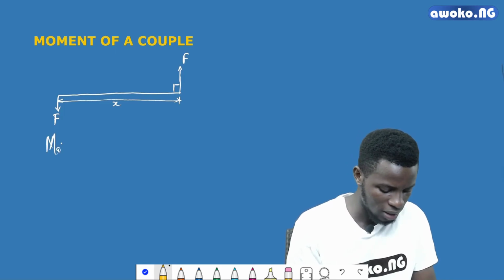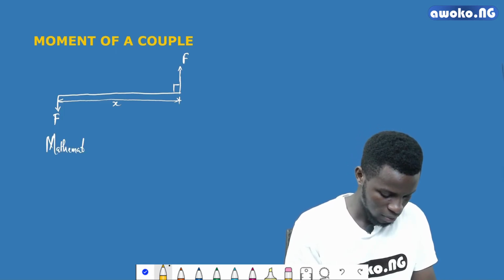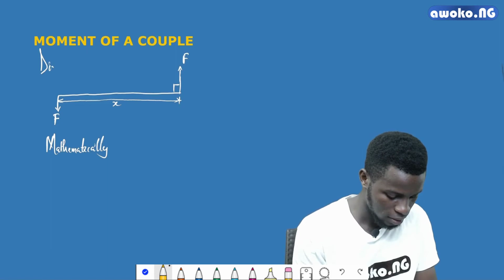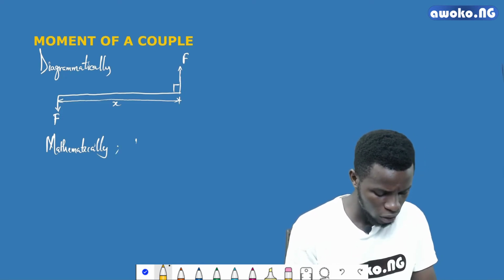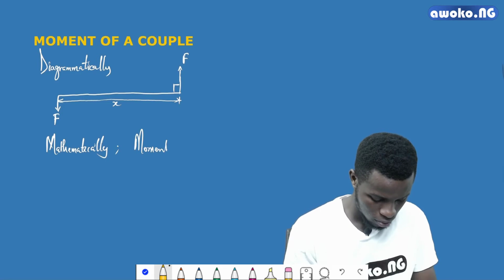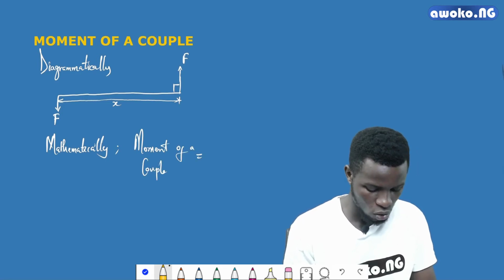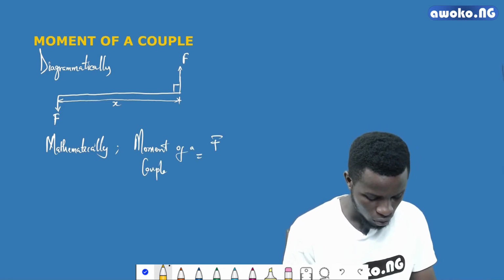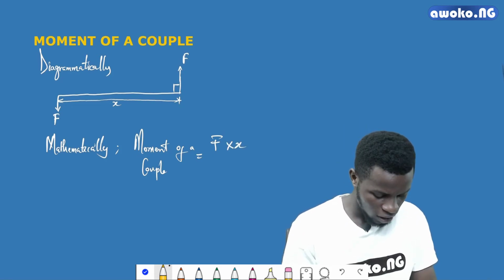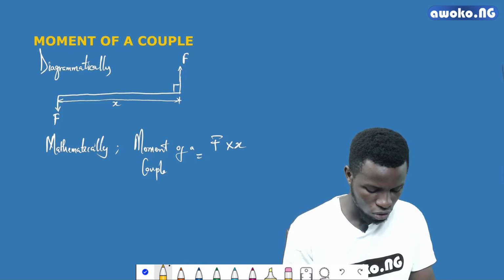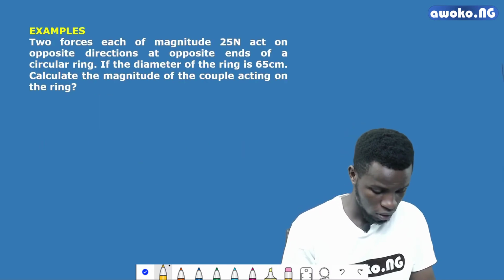This is diagrammatically. Mathematically, the moment of a couple is equal to the product of force and the distance. Now let us consider an example to illustrate what we just discussed.